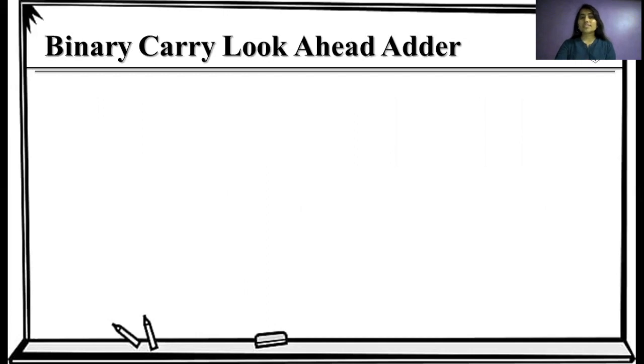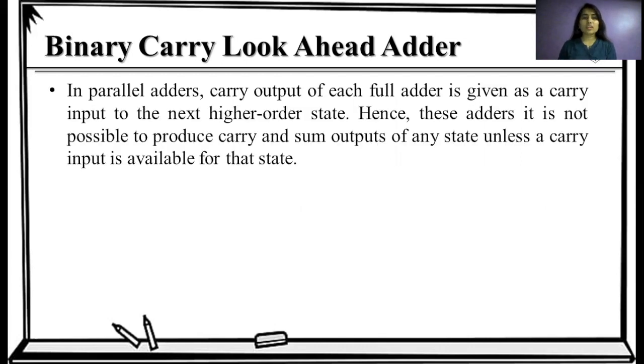So let's discuss another adder, the binary carry look ahead adder. In a parallel adder, the carry output of each full adder is given as a carry input to the next higher order stage. Hence, in this adder, it is not possible to produce the carry and sum output of any stage unless a carry input is available for that stage.